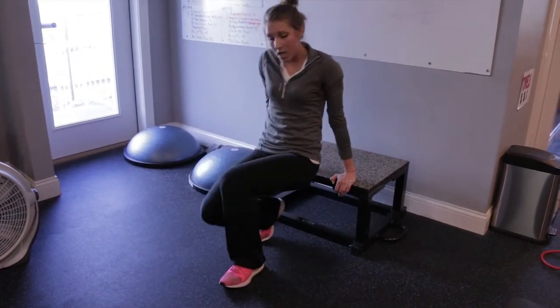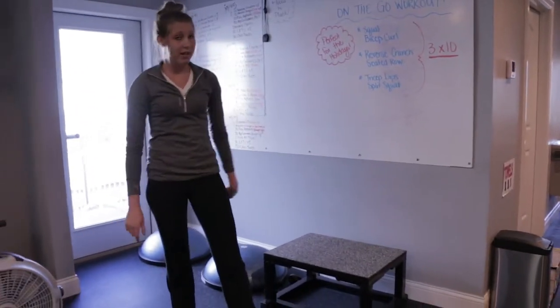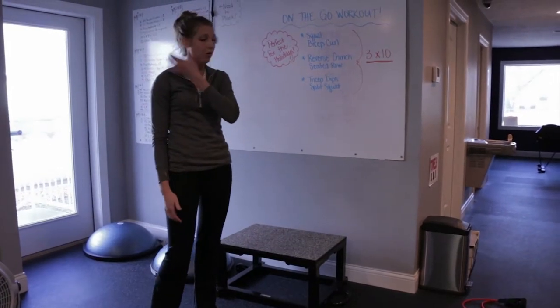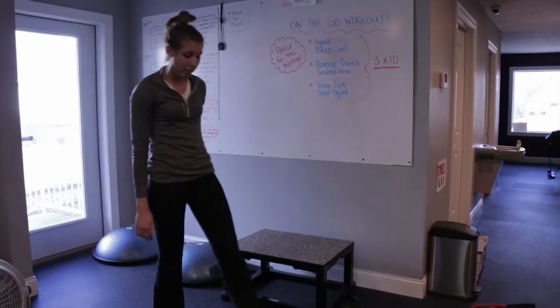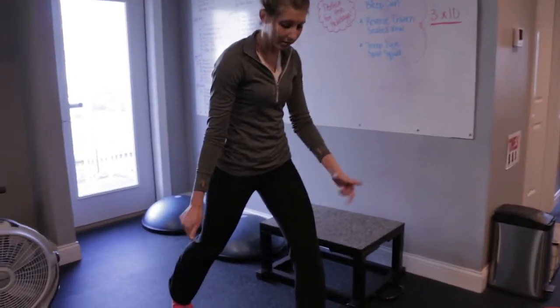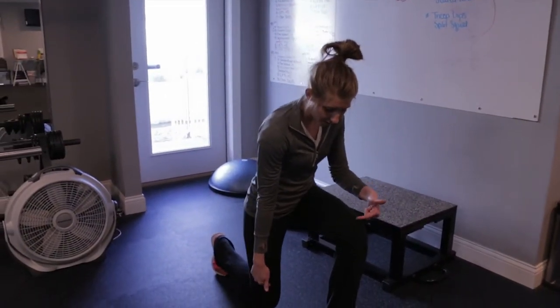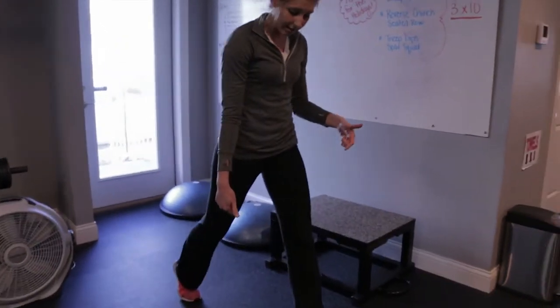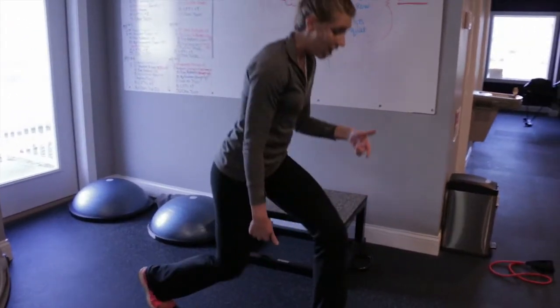All right. And then the last exercise is the split squat. This is similar to a lunge. So for this one, you're going to split your feet, one in front, one in back. We're going to bend at both knees. So I'm taking the back knee towards the ground and then standing up, down, up.